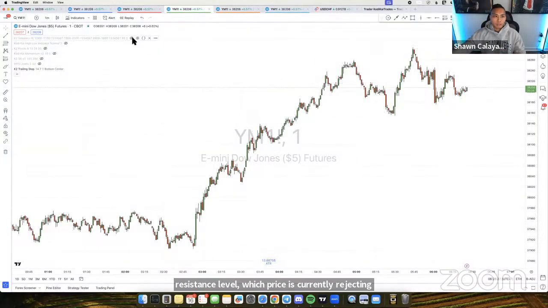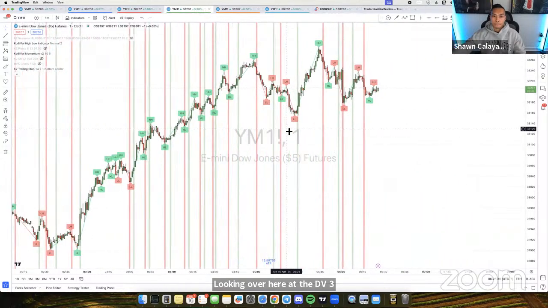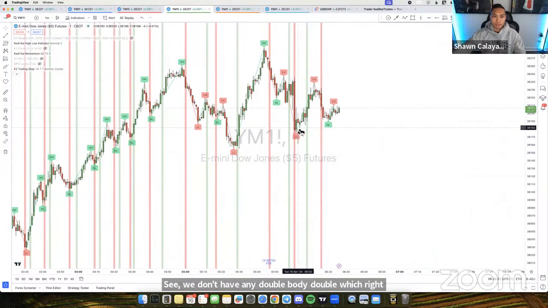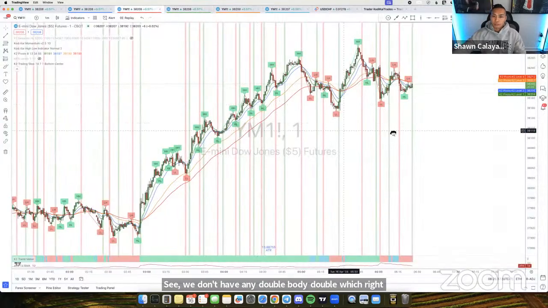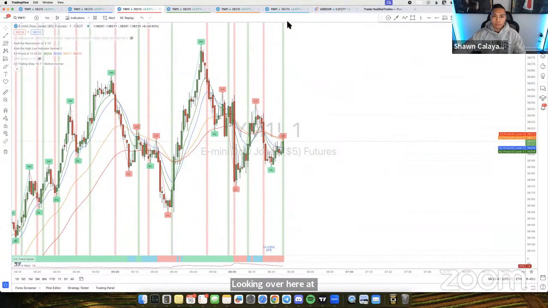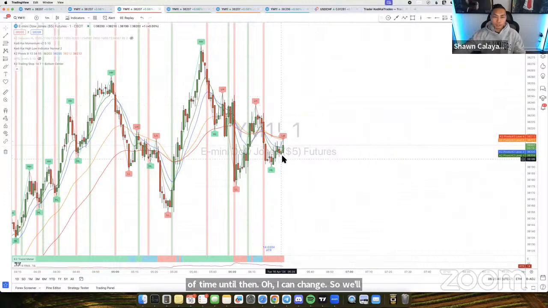Looking over here at the BB3 chart, let's see, we don't have any double body, double wicks right now, so we'll come back and take a look at that a little later. Looking over here at the PRB chart, we currently have a bearish trend, so we might be looking for a sell here. We have some time until open, about 4 minutes. A lot can change, so we'll see what happens when the market actually opens. But for right now, we're leaning towards a possible sell.